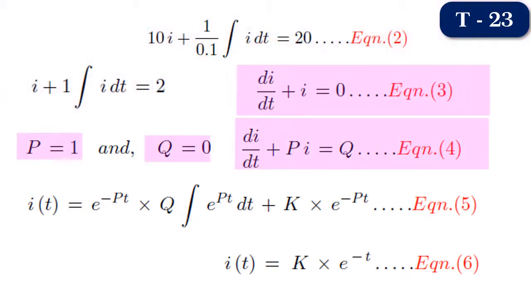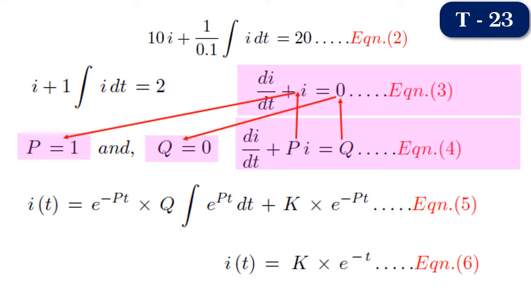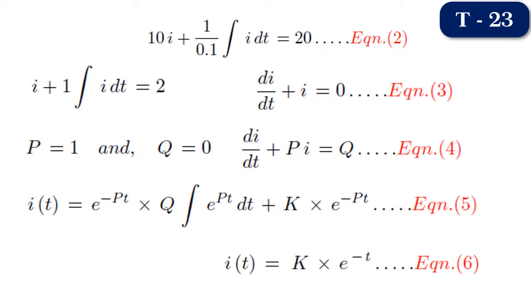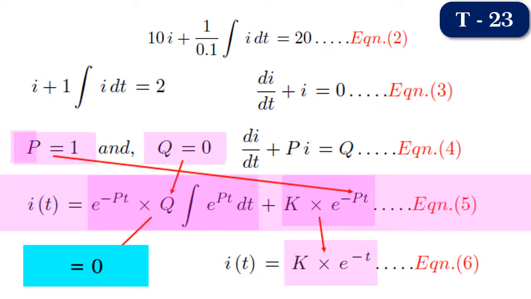By comparing with the standard format of first order ODE, we get P is equal to 1 and Q is equal to 0. We know the solution for the first order ODE is equation 5. Since Q is 0 and P is 1, we get I of t is equal to K into e to the power of minus t, let it be equation 6.